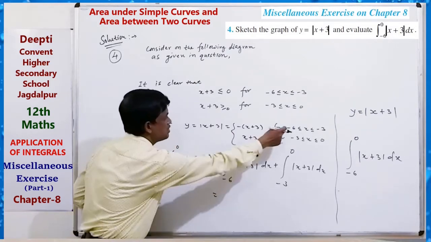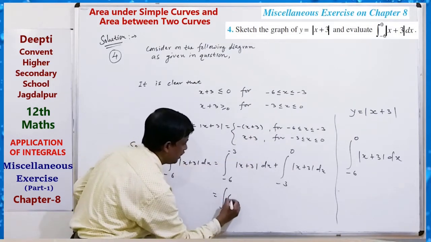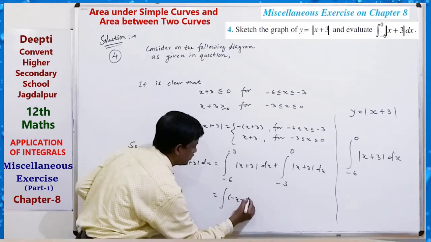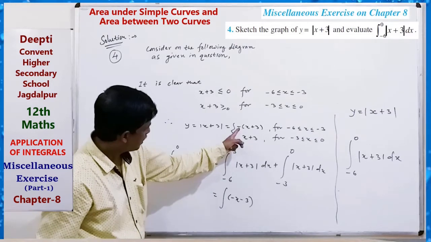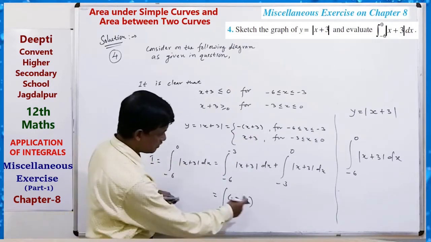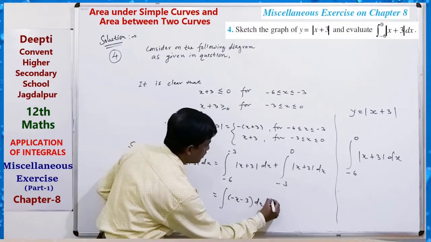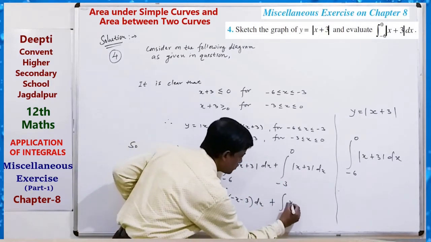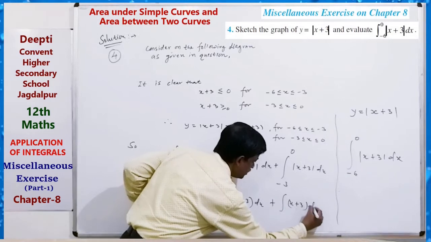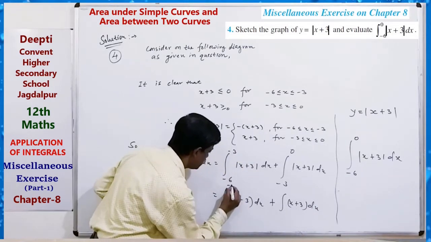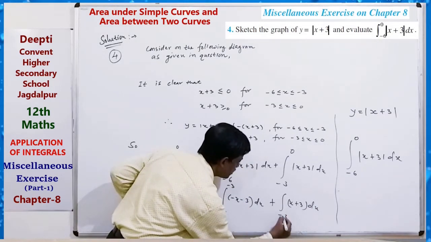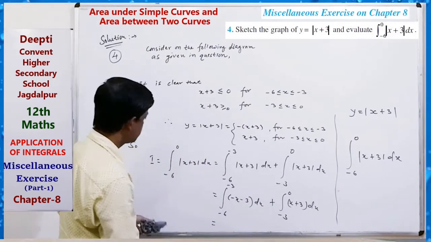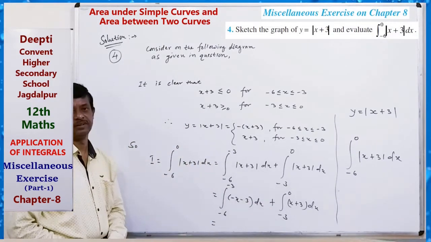In this part, this is minus (x plus 3), we can write minus x minus 3, dx, and in this part positive, so x plus 3 dx. The limits are minus 6 to minus 3 and minus 3 to 0. Now you can solve it. Okay, so the integral can be solved.